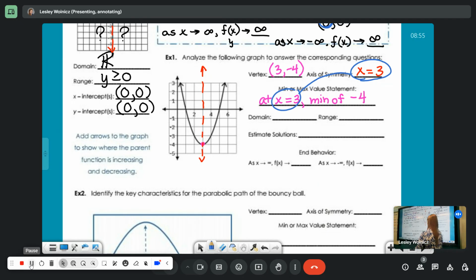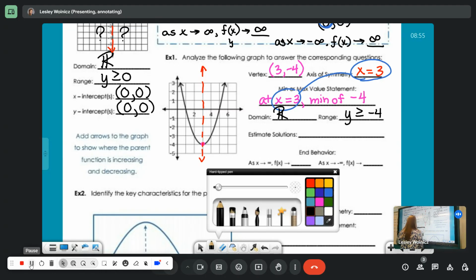All right, what about the domain for this one? All real numbers. It goes forever to the left and the right, and I can trace it without lifting up my pencil. What about the range? Y is greater than or equal to -4. Correct. We want y values that are -4 or bigger. Do you see that that matches my minimum? If my minimum is -4, all the other y values should be -4 or bigger. Okay? Let's estimate some solutions.